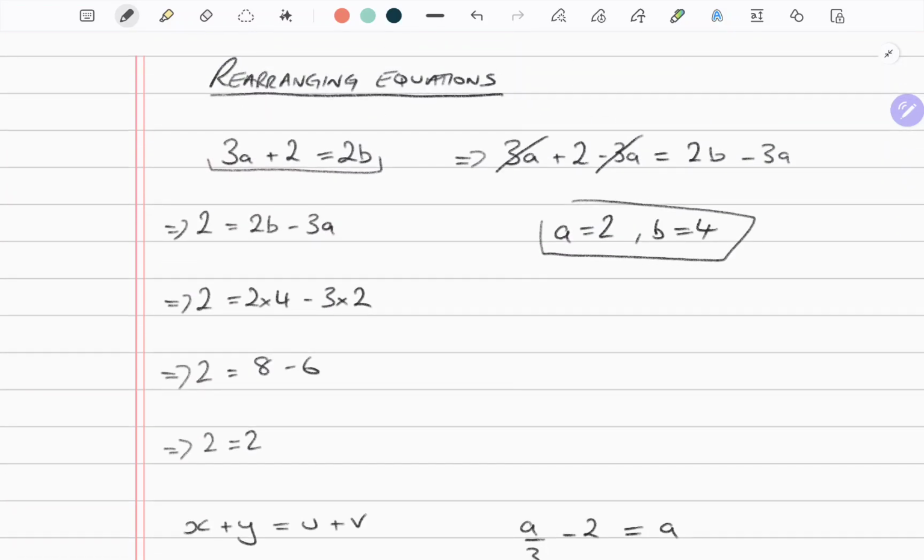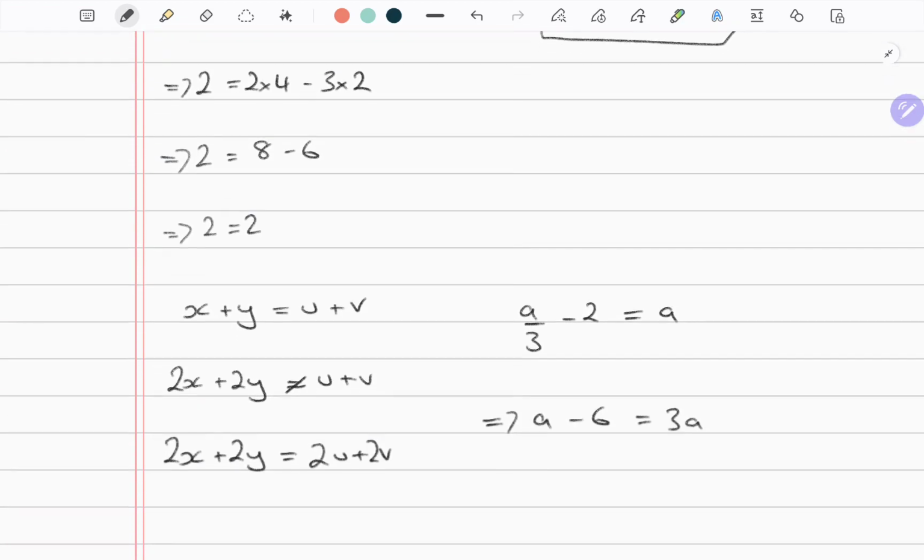And just remember that rule, whenever you change the side, you have to change the sign as well. That's a key takeaway point from this video.